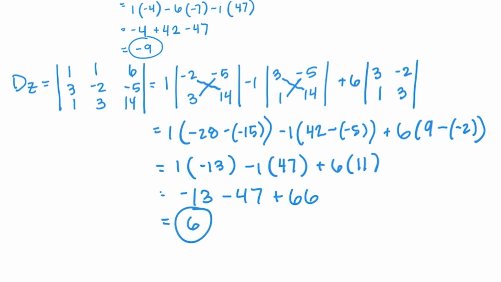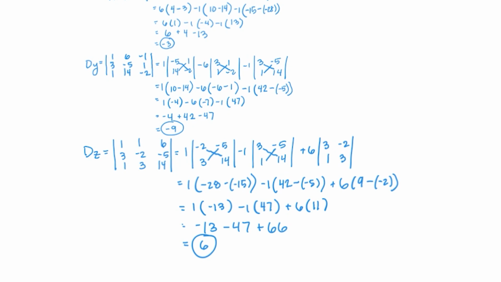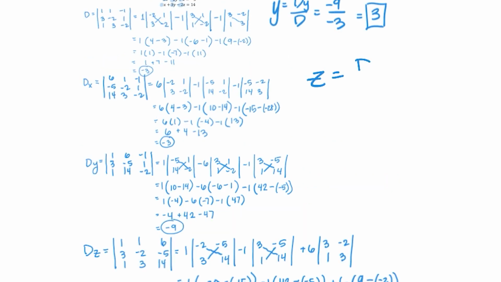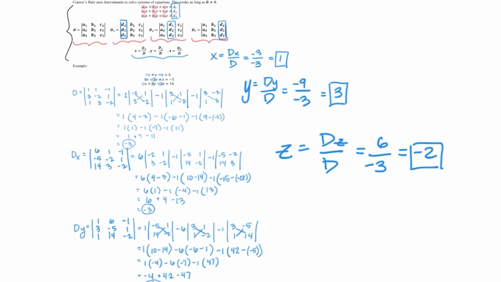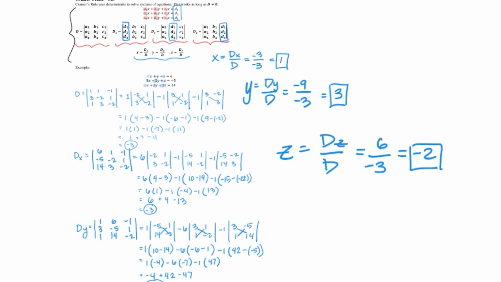So finally, we can find z by doing d sub z over d. That's 6 over -3, which is -2. So the solution to this system is x equals 1, y equals 3, z equals -2.